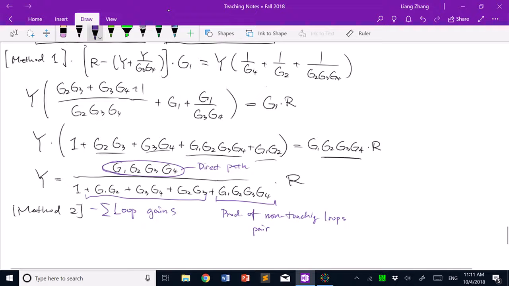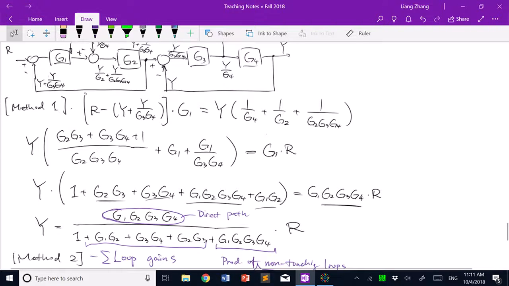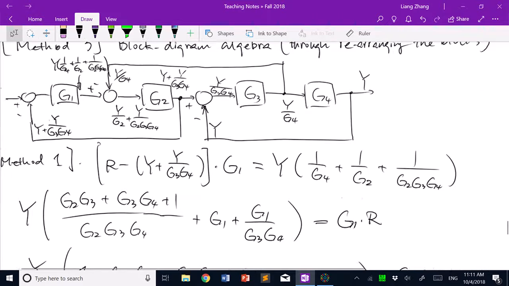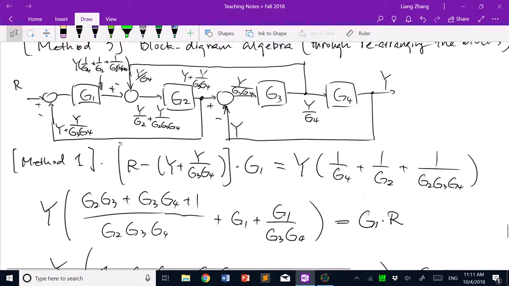And then this is non-touching loops. Okay. We have to add that. So method number 1 and method number 2 actually match.